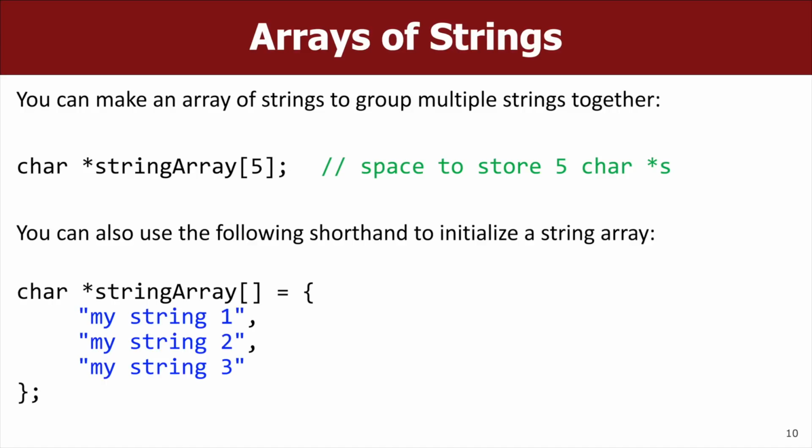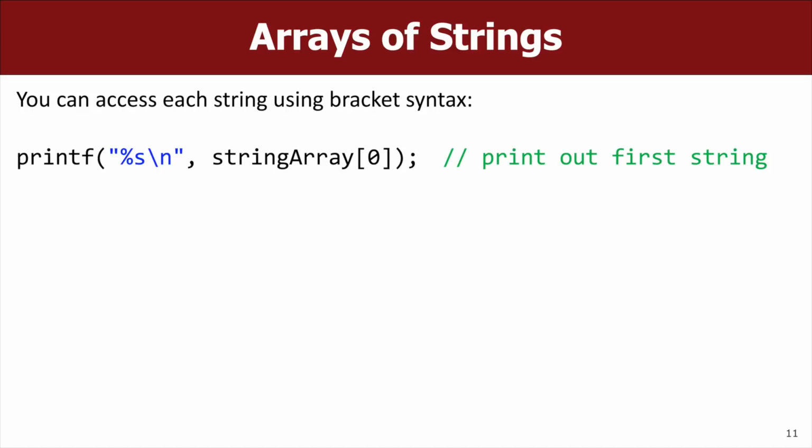You can also make an array of strings using the following shorthand, and just like for char arrays, C will intuit how much space is needed for the array. In this case, there would be 3 elements. And like you might expect with arrays, you can access each string using bracket syntax, in this case to print out the first string.